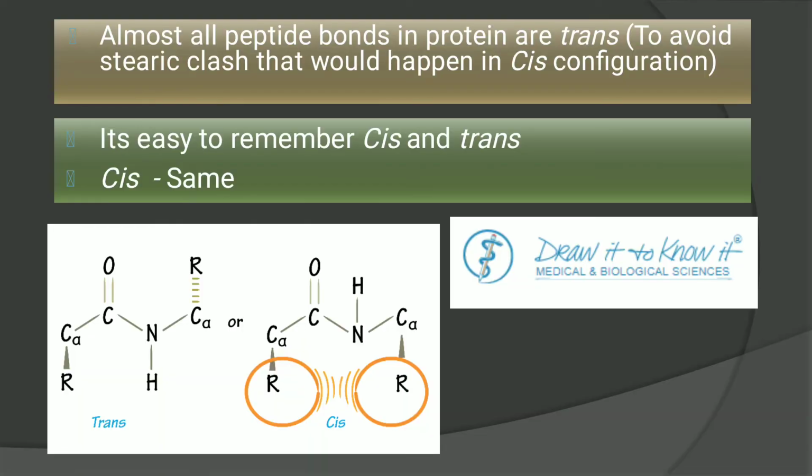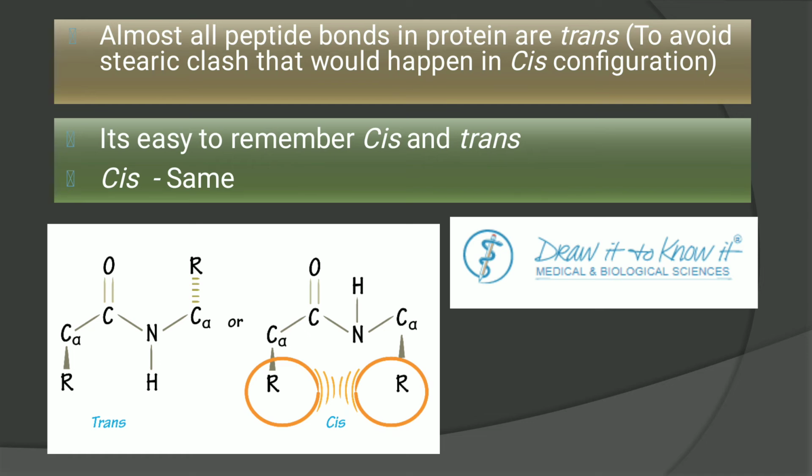Now, the next property is that almost all peptide bonds in proteins are in trans configuration. This is just to avoid the steric interaction or steric clash that would happen in cis configuration. You don't get confused with the trans and cis configuration. It is easy to remember.